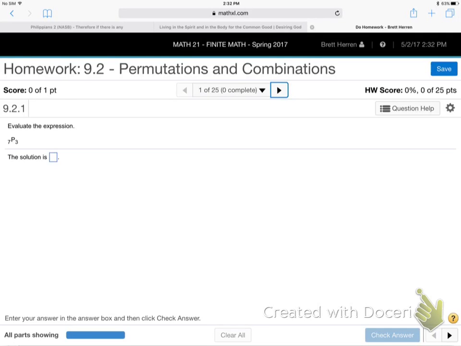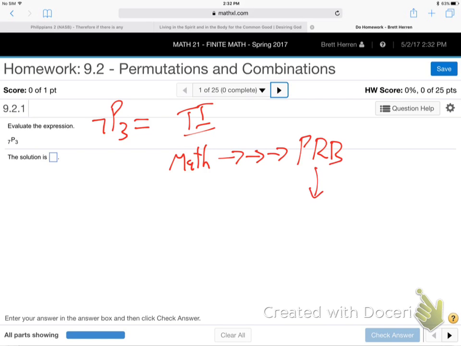All right, 7P3. Do y'all have your calculator with you? I'll show you how to do it on your calculator. If you have some kind of TI, it's under the math button over on the left side. Hit math, and then go across 3 times to the PRB menu, and then go down, and you'll see nPr. That's what you want to use.